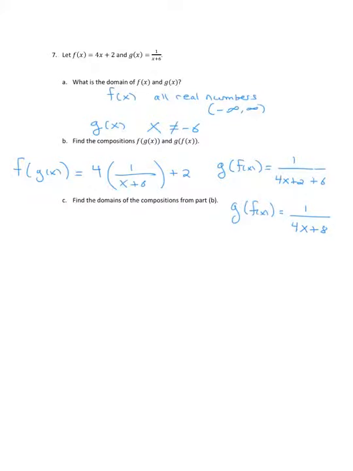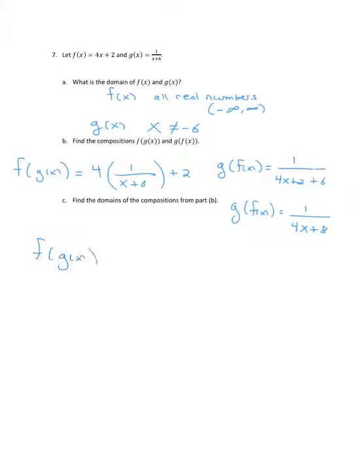Okay, part C is find the domains of the compositions from part B. And this should be simple enough to just look at the formula and say, do you think there's a number that won't work here? F of g of x is actually pretty obvious. The number that doesn't work is -6. So I'm going to start there.